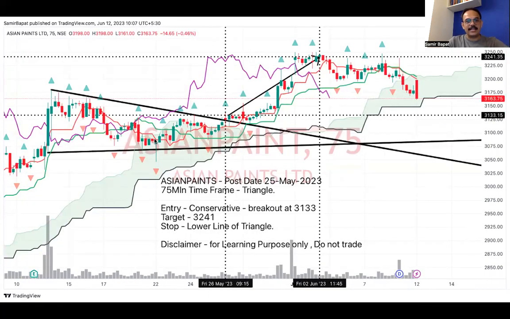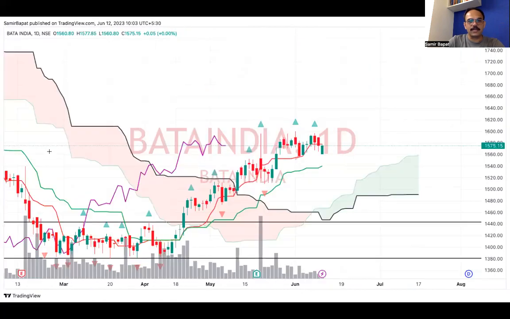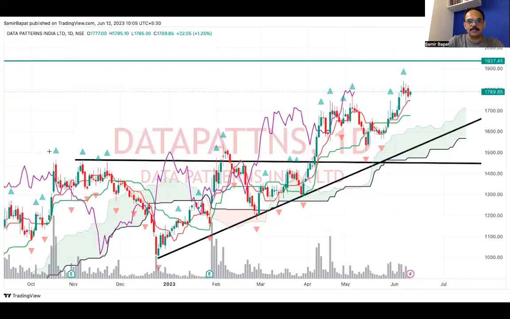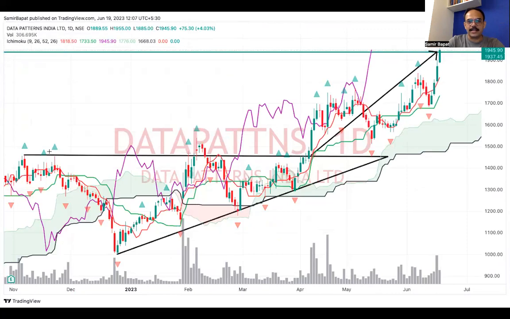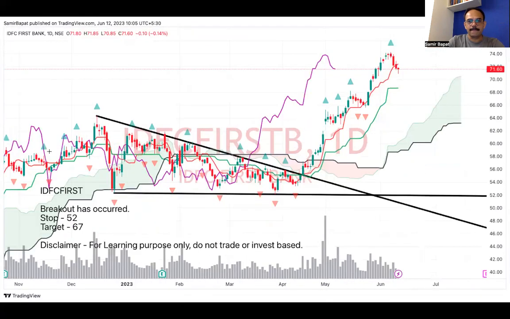This is a descending triangle, and this is the 75 minutes time frame. Okay, let me find a sample. These are all ascending triangles. This is the descending triangle. So this is going down, going up, going down, going up, and then it shoots. So this is a descending triangle.